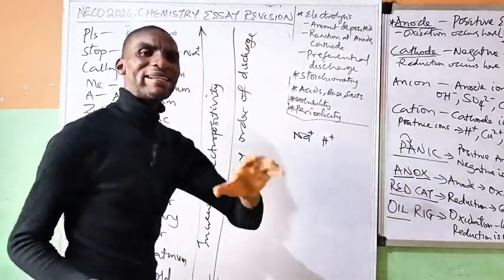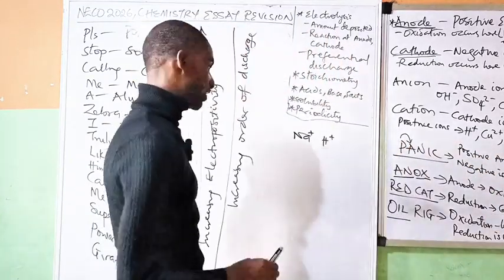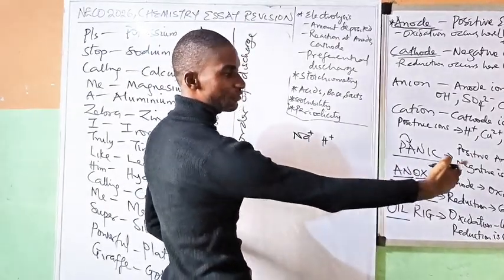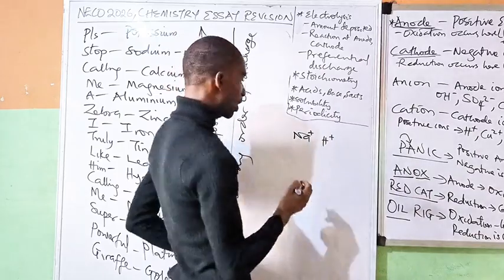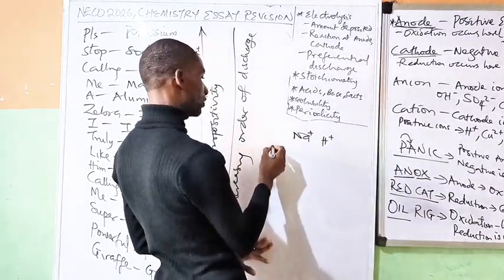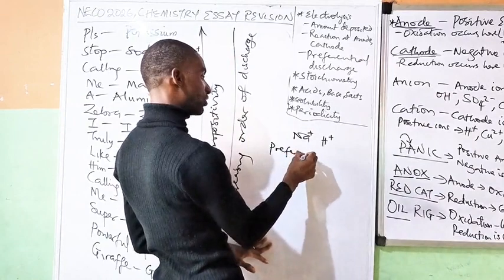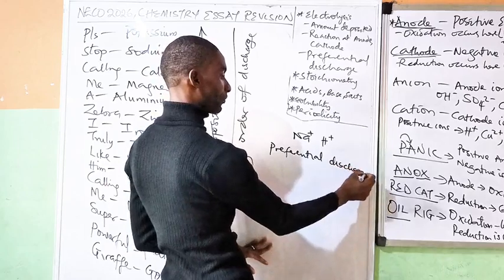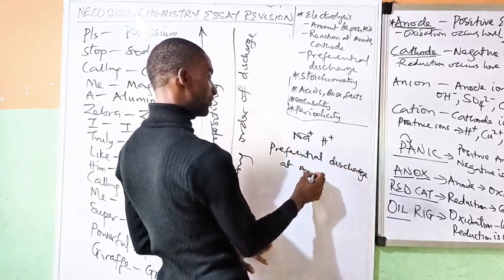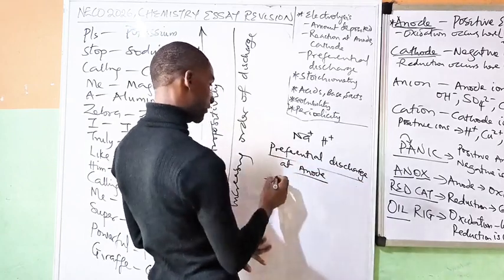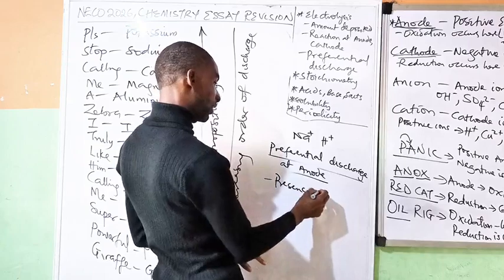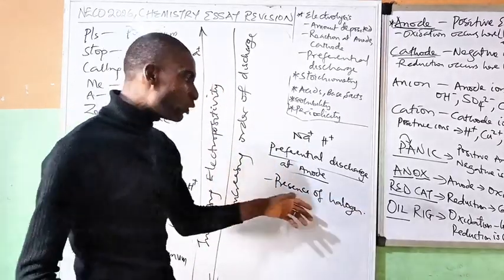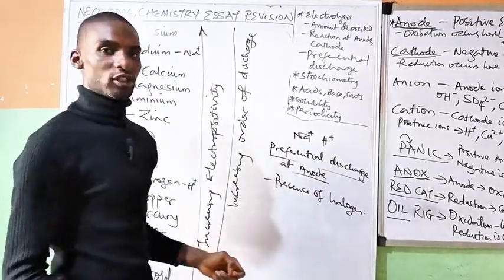But for your negative ions, how do you know what is discharged? So the first thing for these negative ions is that they are to move to the anode. So to determine the preferential discharge at the anode, how do you determine? The first thing you look out for is the presence of halogen. So is there a halogen in the options?